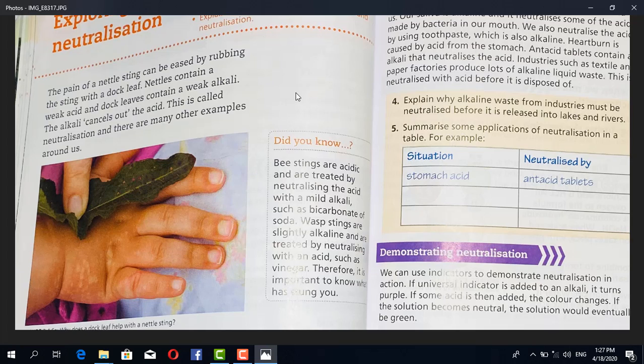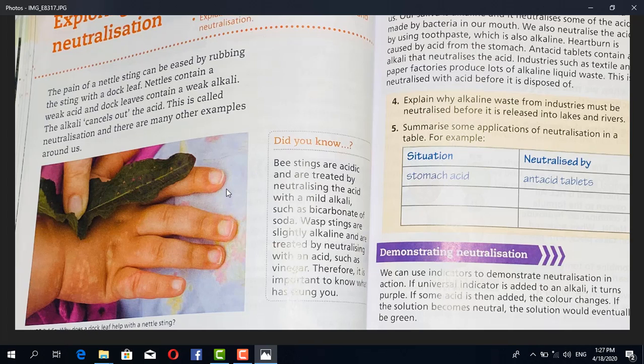So for example, if you have something too acidic and you want it to be acceptable, you just keep adding alkali, until you reach the point where both of them are cancelled and you have a neutralized solution.